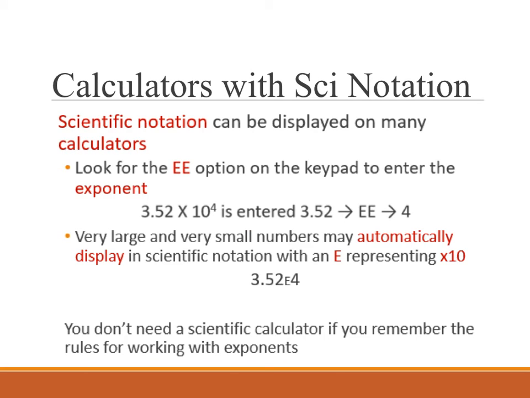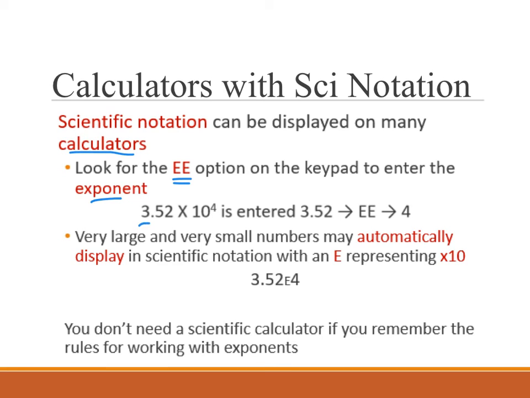Scientific notation can be displayed on many calculators. There are small differences from one brand to another, so I'll just give you a couple things to look for, and you'll have to experiment and see what you have. But in general, you're looking for the EE key and whatever set of buttons you need to push in order to get to it, and that is going to be the 10 times part of the scientific notation. It'll fall before you enter the number for your exponent.